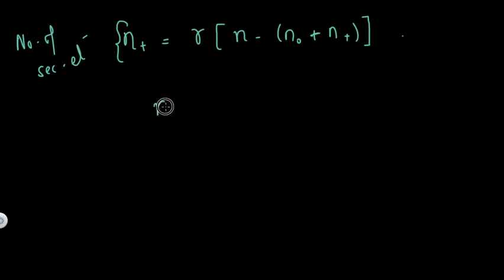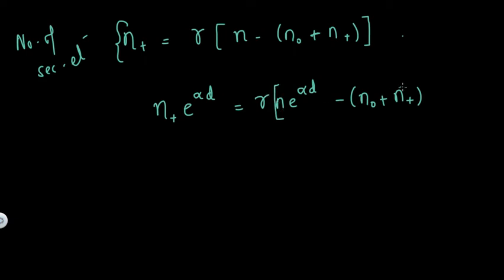So if you multiply both sides by this expression e to the alpha d, what do we get? We get gamma times N minus N0 plus N plus, times e to the alpha d. Okay. So if you simplify this, it comes out to be N minus N0. Yes, can you please try simplifying this?